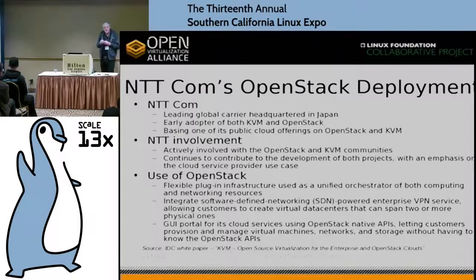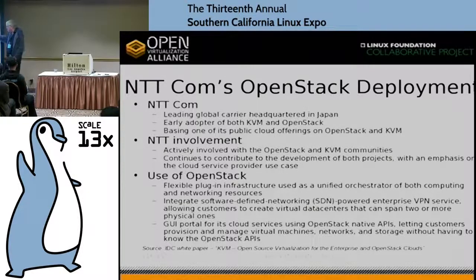NTT is a very big telecommunications company in Japan. Within that, they've got a division called NTT Com, and they provide public clouds. They've based one of their public cloud offerings on OpenStack and KVM. NTT are actively involved with the OpenStack development community. They're actively involved with the KVM development community, and they're really pushing this as a really good use case. Why have they gone for OpenStack?